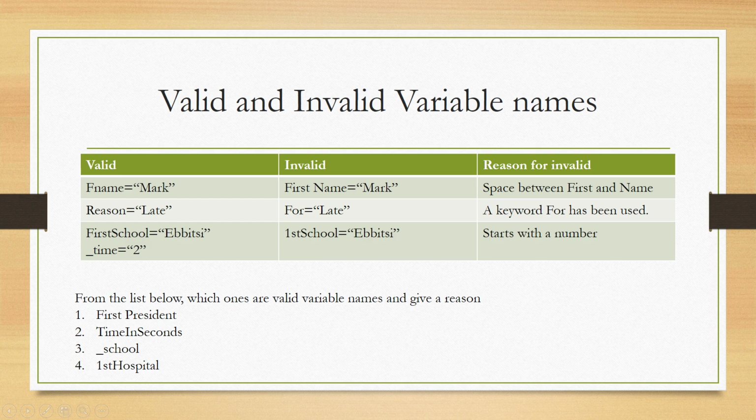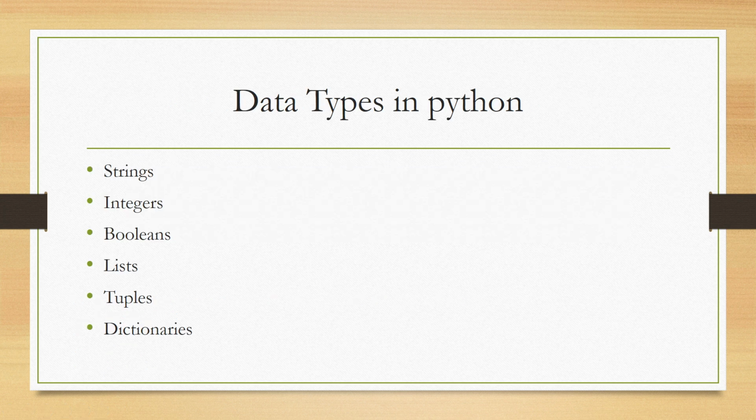Now, for the list below, which ones are valid variable names? This is a task that you're going to do. First president, time in seconds, underscore school, first hospital. You're supposed to identify the ones that are valid and the ones that are not valid from that list.